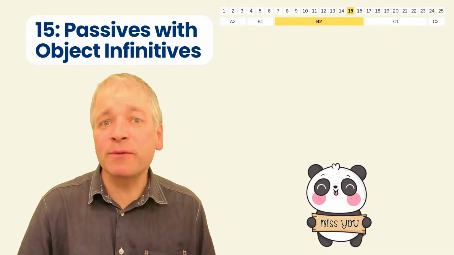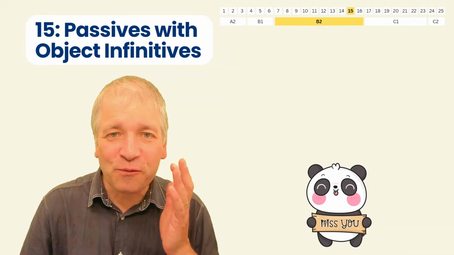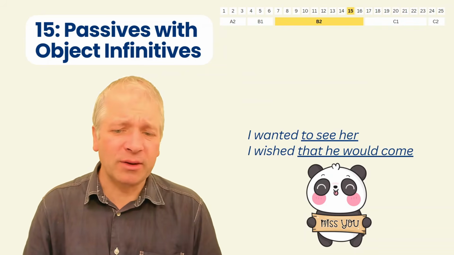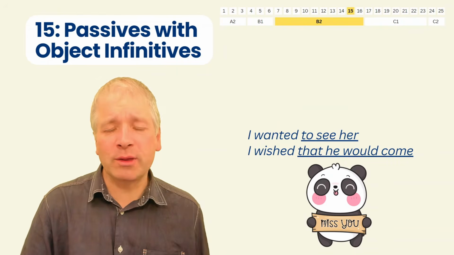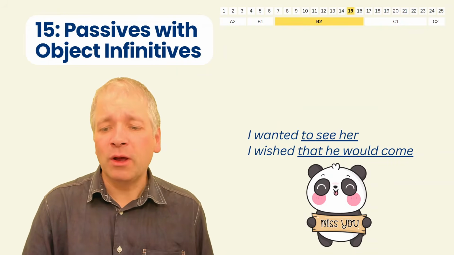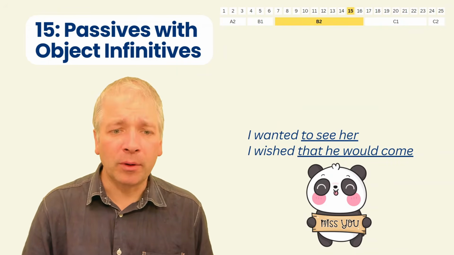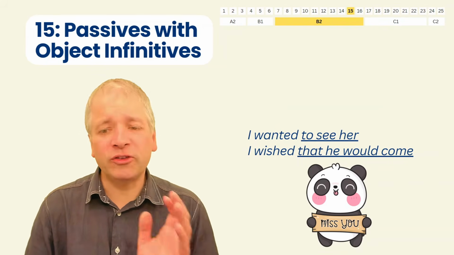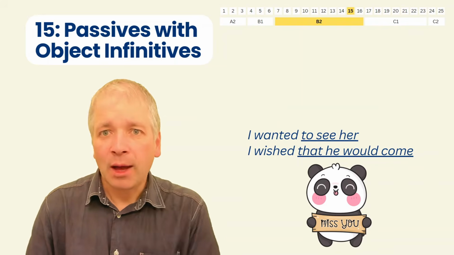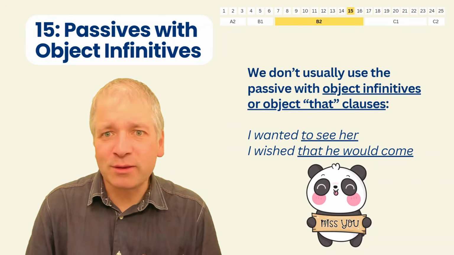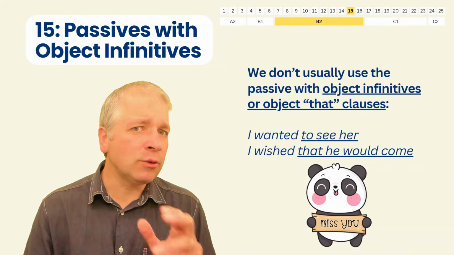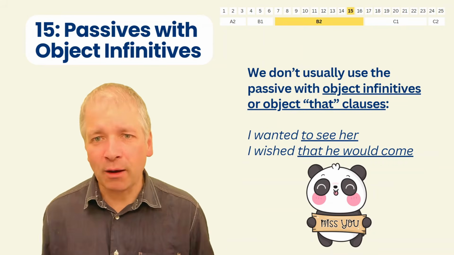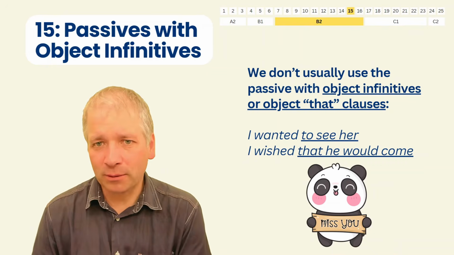15 is passives with object infinitives. What does this mean? Look at these two sentences. I wanted to see her. I wished that he would come. The object infinitive here is I wanted to see her. Now, normally with an object infinitive, we don't usually use the passive. We can't change I wanted to see her into the passive form.